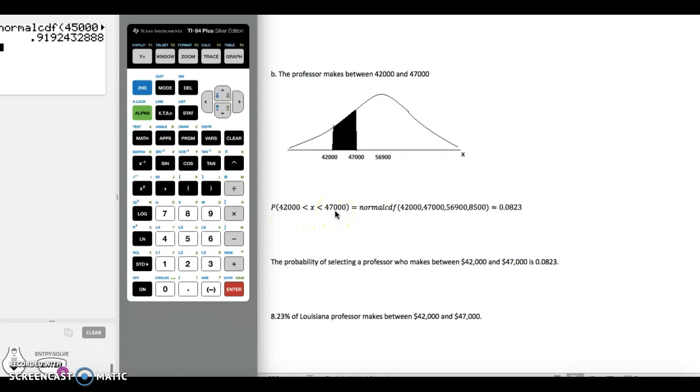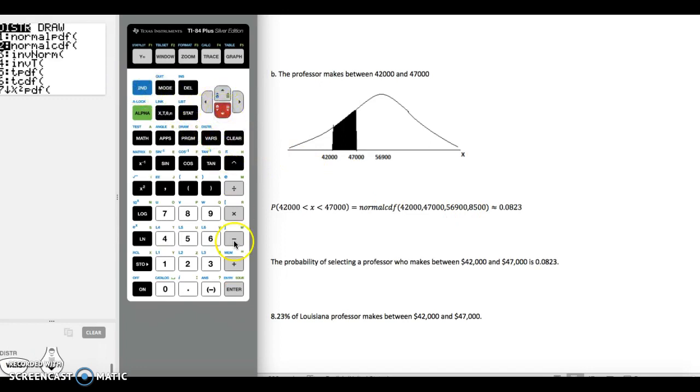So once again, we use normal CDF. We need a lower bound, an upper bound, a mean, and a standard deviation. So reading the shaded region or the graph from left to right, the lower bound would be this 42,000, and then the shading stops at 47,000. So the order, remember, is important. 42,000 is the lower bound, 47 is the upper bound, the mean and the standard deviation, that's given in the problem. So you go to second, variables, to open up your distribution menu, go down to normal CDF, press enter.